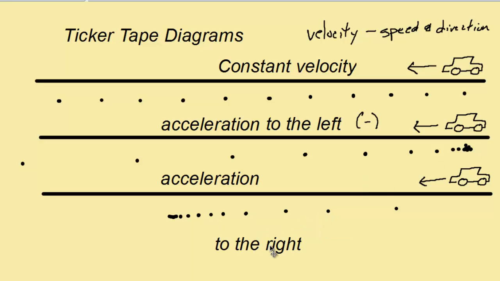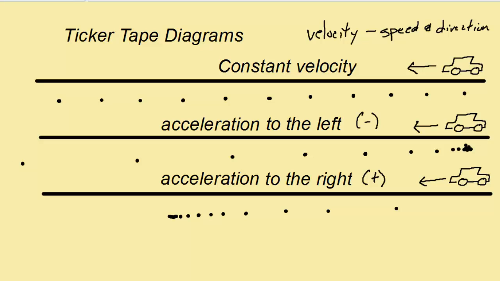So in this case, think about it. We're moving to the left, but we're accelerating to the right. If this is a number line, we're accelerating towards the positive direction. So that's a good example of how we could use ticker tape diagrams. I hope that makes some sense. We could make these same things moving up or down, whichever way you wanted to go, but I think this gives you the basic idea.